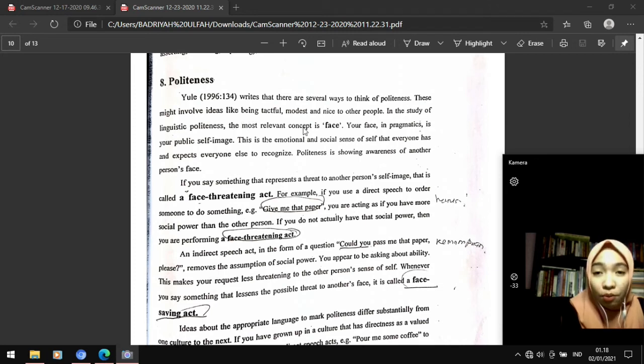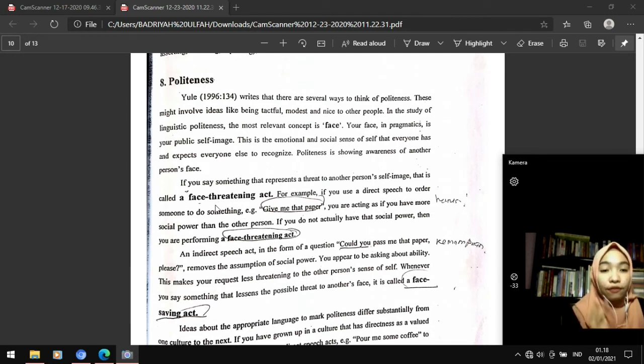So the other word, the most relevant concept is face. When you are talking about politeness, you talk about face. Yeah, the term face. Wajah. Maksudnya wajah itu gimana maksudnya? In Pragmatics it is your public self-image. Jadi face here doesn't really mean your face, but your image.